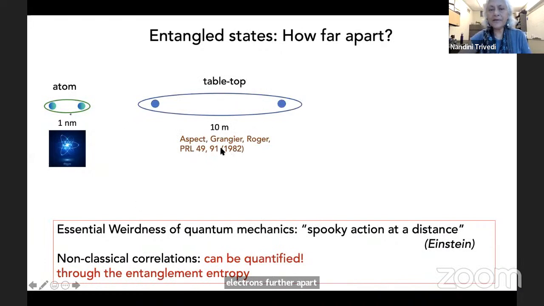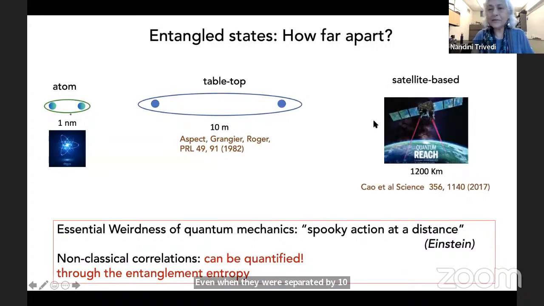And that is the experiment Aspect and collaborators did. It was a tabletop experiment where the photons were pushed apart by, say, 10 meters. And even then, there was some connection between the two photon polarizations, even when they were separated by 10 meters. How about even larger distances? That was done by this experiment from the Chinese group. And they looked at 2 points on Earth separated by 1,200 kilometers, and yet there were quantum correlations that remained between the 2 points, even at 1,200 kilometers.